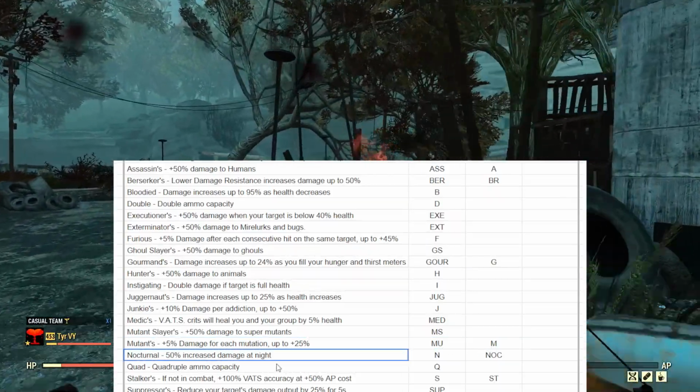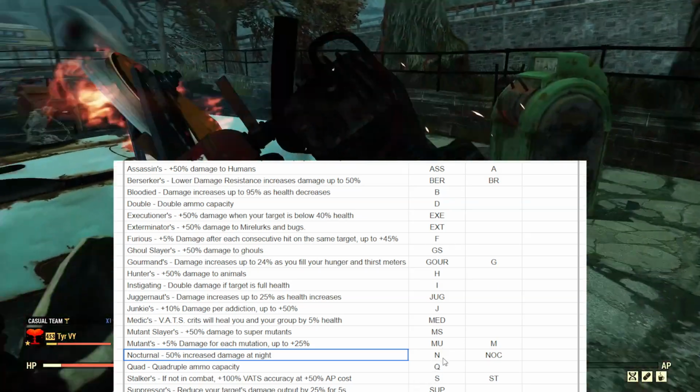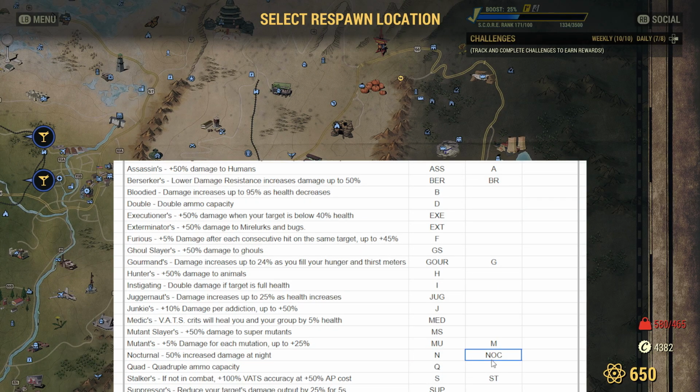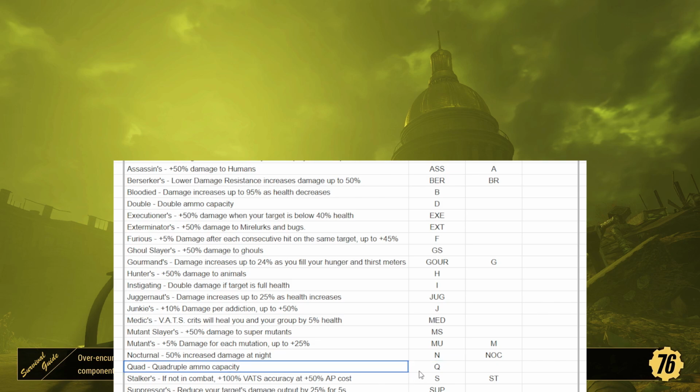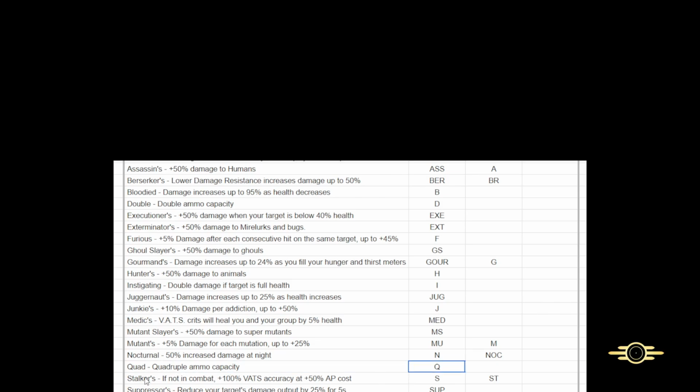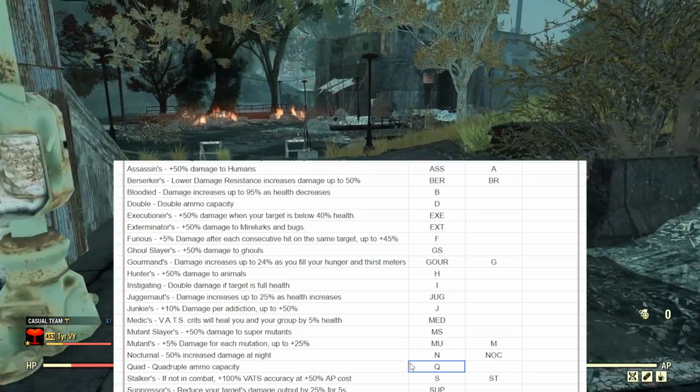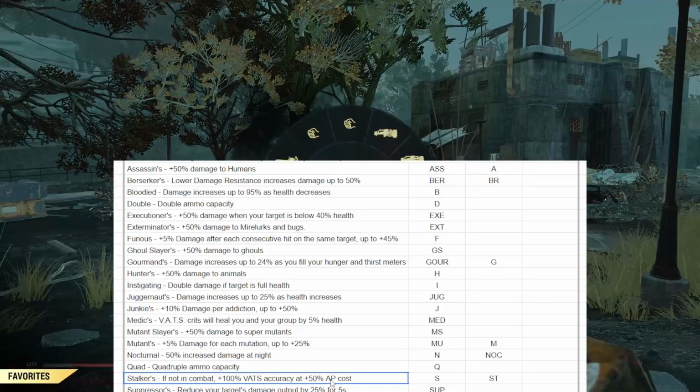Now, Nocturnal deal 50% more damage at night. Nine times out of 10, people just write the letter N. However, you can write Noc, N-O-C. That will make sense as well, and it's pretty quick and easy. Or just write N. Now, we've got Quad. People just write Q. It's easy. Nothing else starts with Q. You can just get away with it, and it makes perfect sense. Everyone knows what you mean when you write Q. It means Quad.